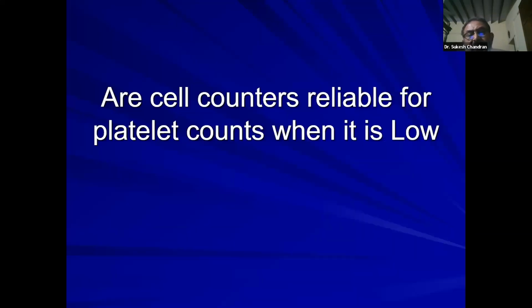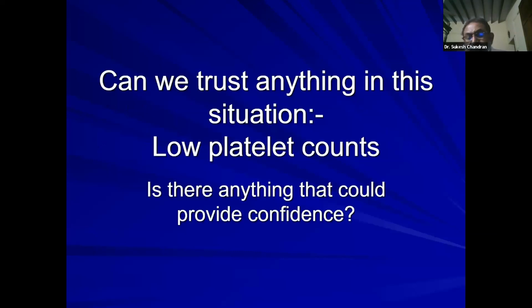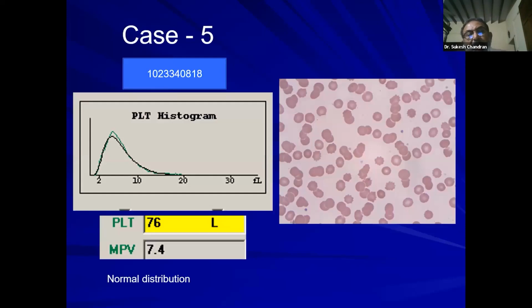Now, the question is, is the cell count reliable for platelet count when it is low? Most of you will say no. My answer is yes, it is very reliable, provided you use it appropriately. So when you do a platelet count, the platelet count is 76,000. As I said, the green is the impedance data, which is collected raw by the impedance signals from the cell counter. The black is the fitted histogram, to accommodate for any large platelets.